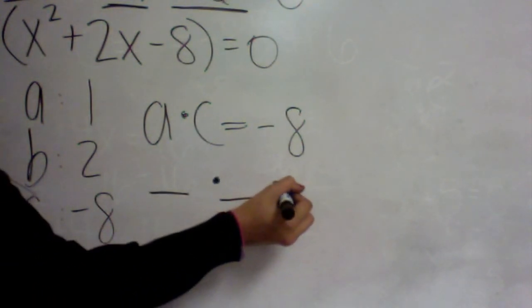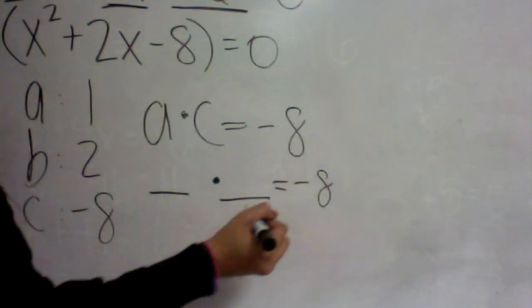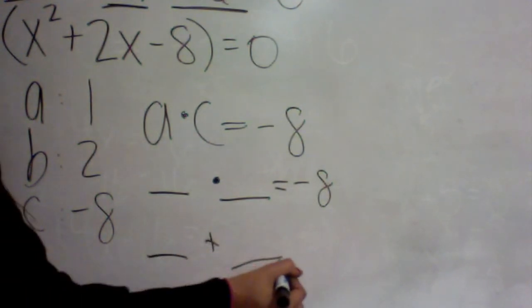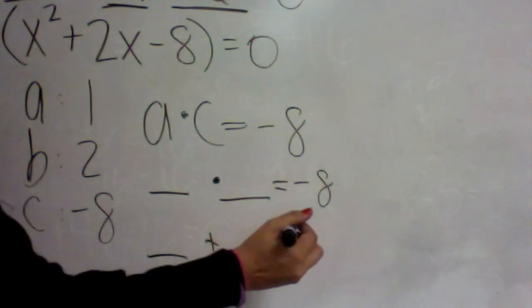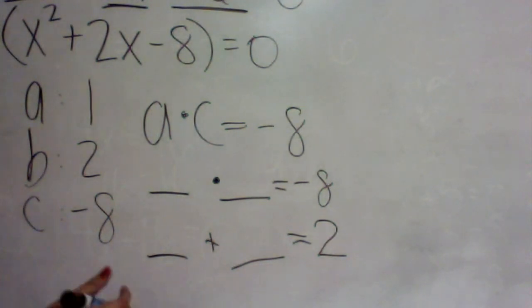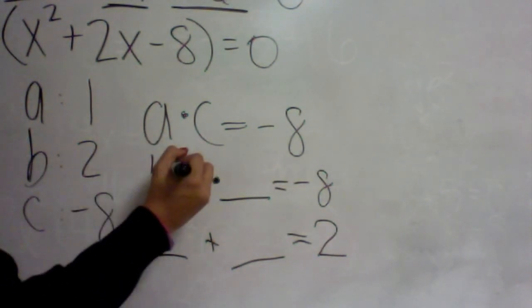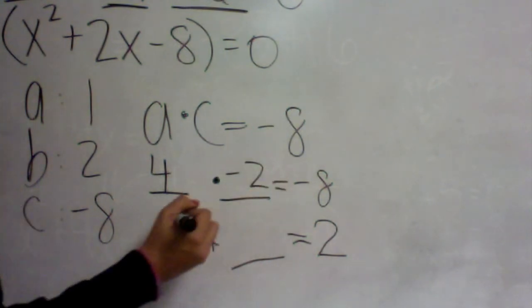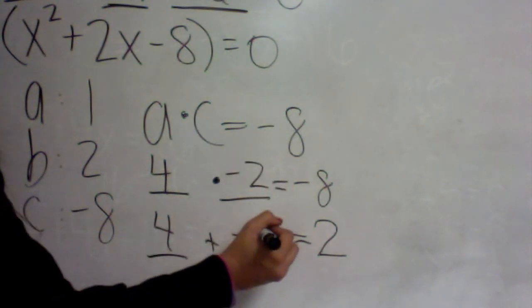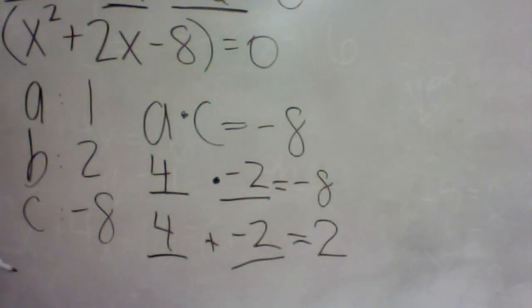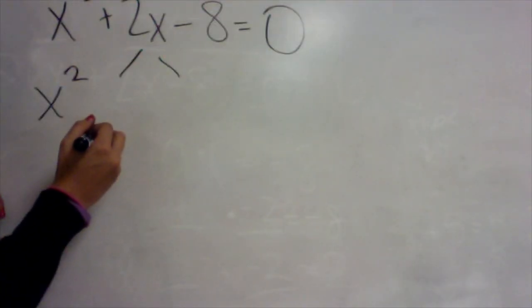So step 1, a times c, which equals negative 8. In step 0, we did identify our a, b, and c. So what times what equals a times c, which is negative 8, but also adds together to create a sum of 2, which is our b value. So 4 and negative 2.